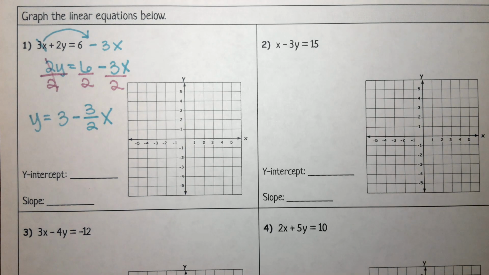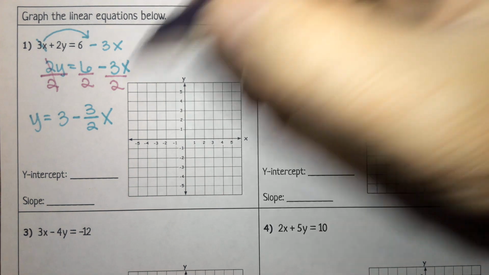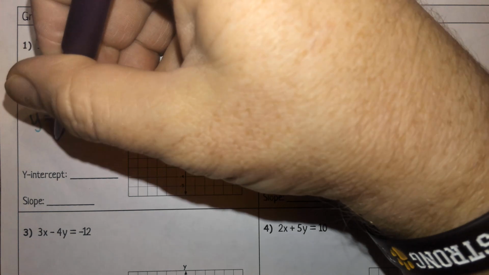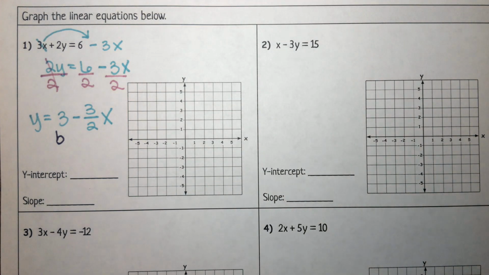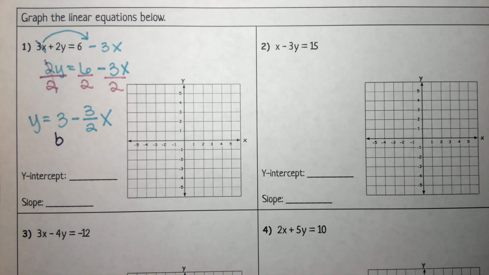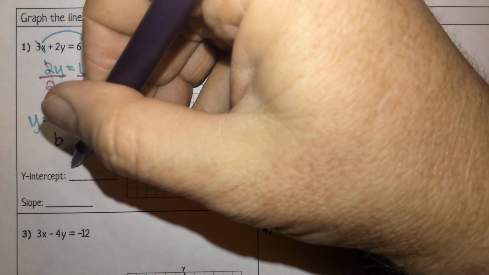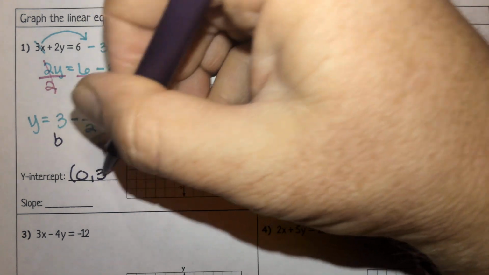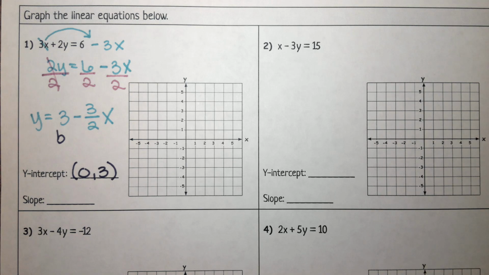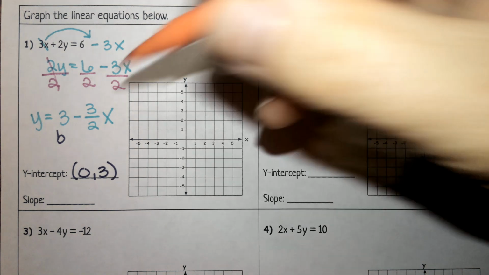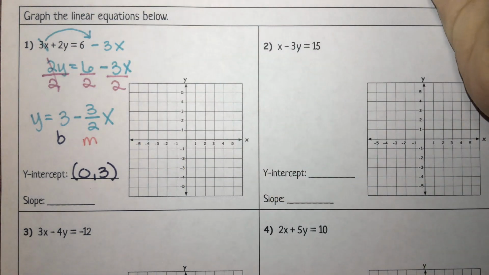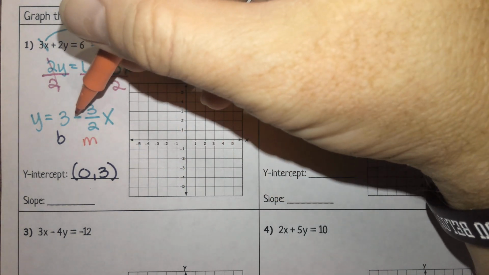Okay, so from here, your y-intercept is your b, which is always the number with no x. So again, that's why I said the order doesn't matter, as long as you remember the number by itself is b. So this b is (0, 3). And then the slope is always the number with x. So here's your m right here. So m is negative 3 over 2.